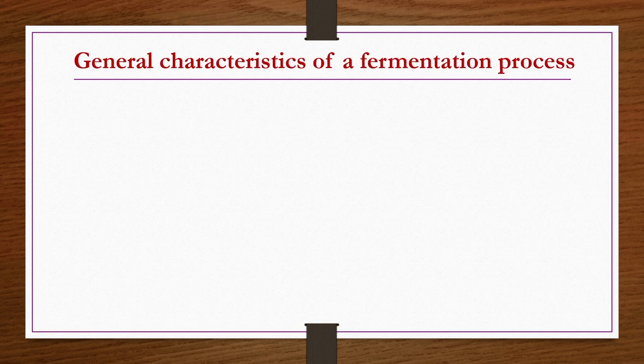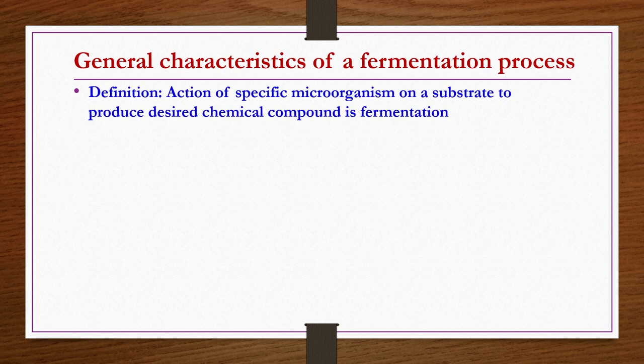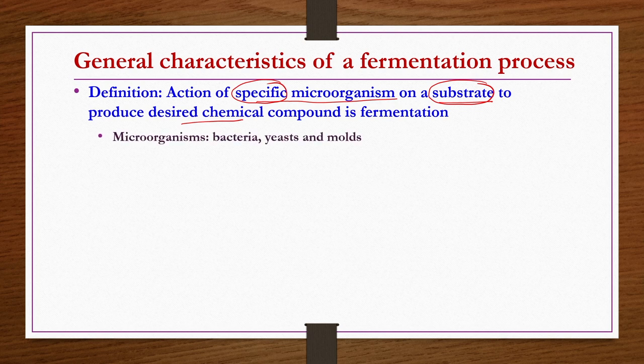Now, the general characteristics of the fermentation process. The definition of fermentation is the action of a specific type of microorganism on a substrate to produce a desired chemical compound, right? The microorganism is specific to the product you are going to produce, and the substrate, the raw material, also depends on the product. Your raw material will change, and accordingly the microorganism required will also change, okay? So in general, the action of a specific microorganism on a substrate to produce a desired chemical compound is known as fermentation. So what is the role of a fermentation process, that we are going to see.